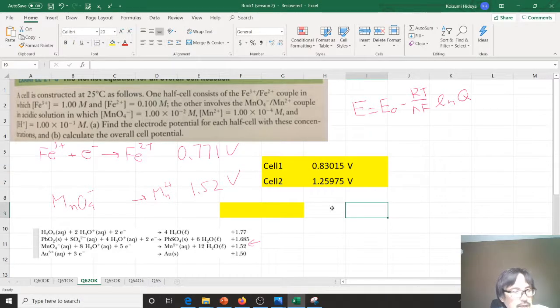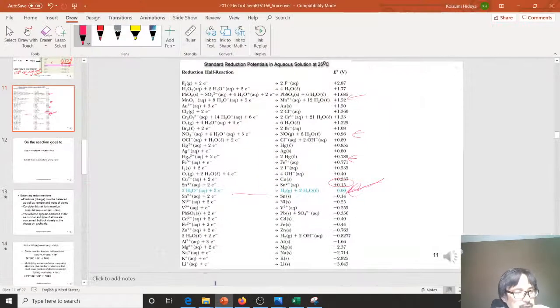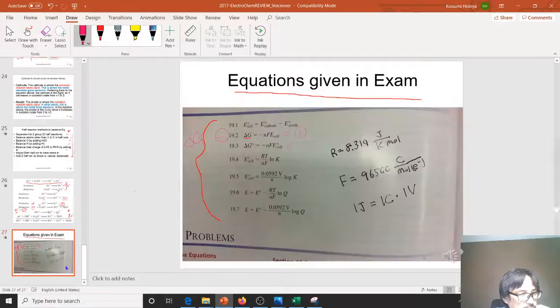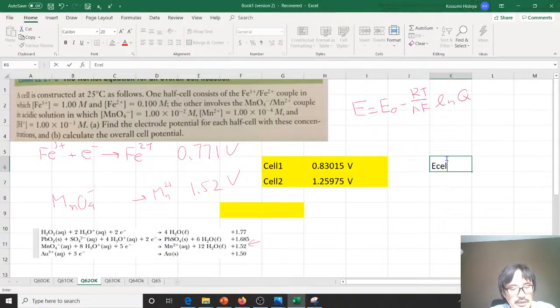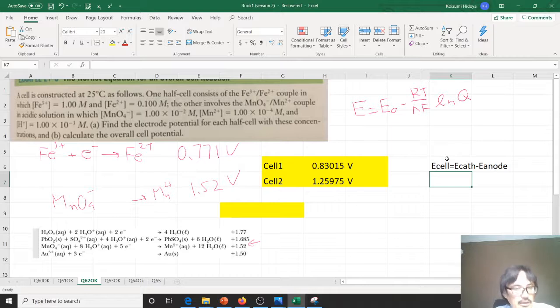So let's do part B here. Calculate the overall cell potential. Remember that cell potential formula? The cell potential formula was cathode minus anode. E cell is equal to E cathode minus E anode. So we have to figure out which one produces the electrons and which one is going to eat them up.